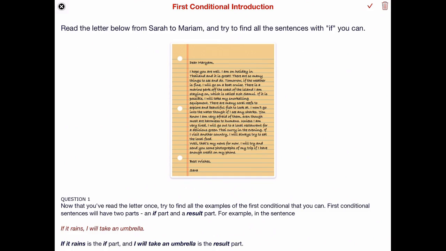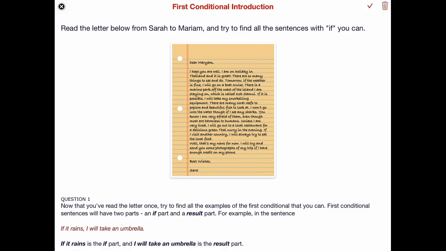Today we're going to talk about the first conditional. And in level 3, you're asked to know both the first conditional and the second conditional. Okay? And you also need to know how they're different and when to use them. The first conditional just talks about possibilities, right? If something happens, then something else will happen.